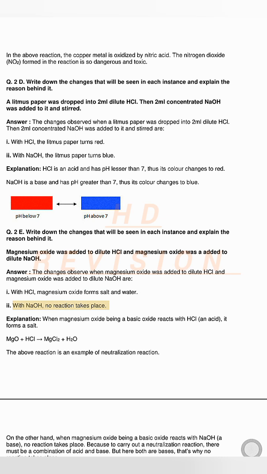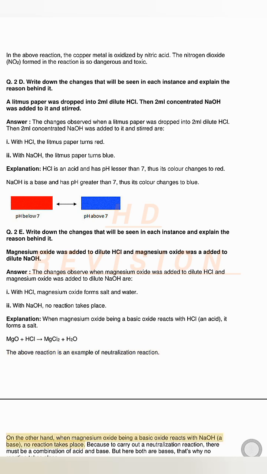E. With NaOH, no reaction takes place. Explanation. When magnesium oxide, being a basic oxide, reacts with HCl, an acid, it forms a salt. MgO plus HCl right pointing arrow MgCl2 plus H2O. The above reaction is an example of neutralization reaction.